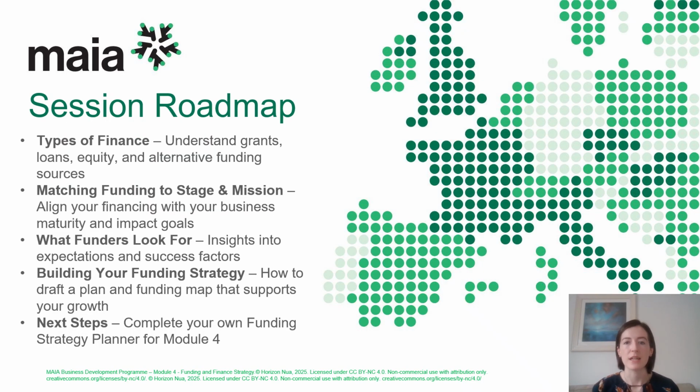We'll start by looking at the different types of finance available: grants, loans, equity, crowdfunding, and emerging mechanisms like biodiversity credits. Each comes with its own opportunities and trade-offs, and will help you understand when and why you might choose one over another.